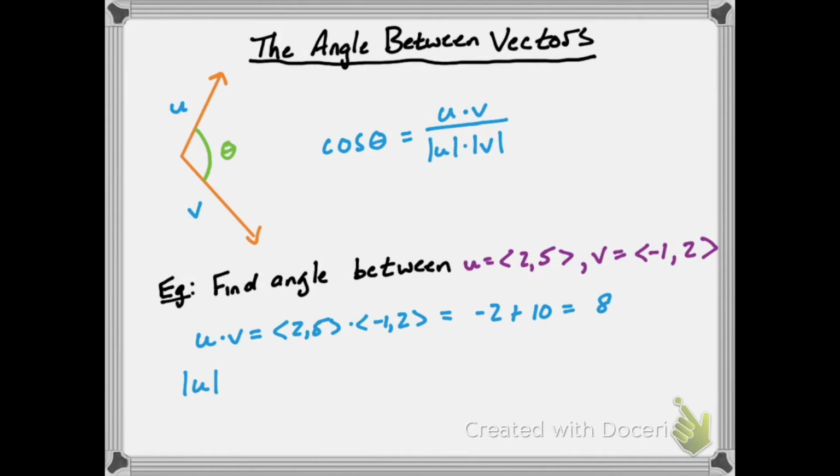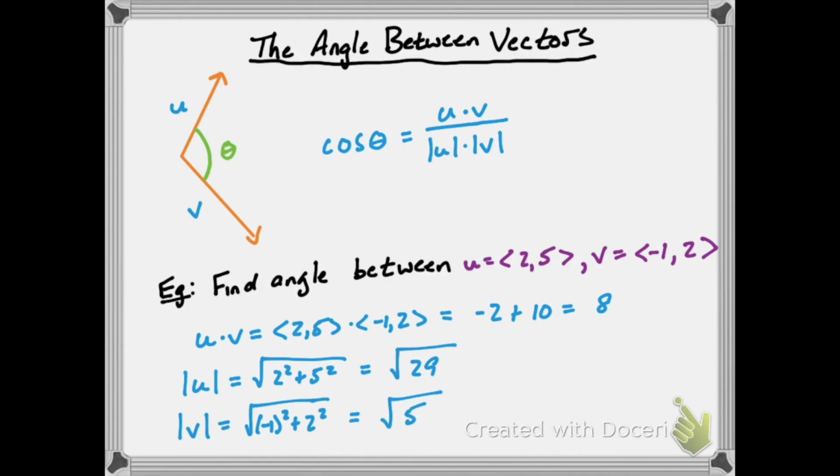Then we have to find the magnitude of each vector. The magnitude of u would just be the square root of 2 squared plus 5 squared, which should give us root 29. The magnitude of v would be the square root of negative 1 squared plus 2 squared, which would get us the square root of 5.